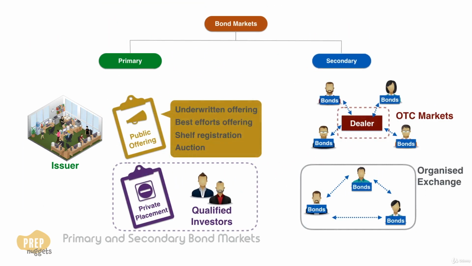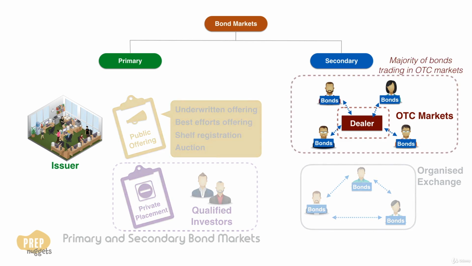Secondary markets refer to the trading of previously issued bonds. While some government bonds and corporate bonds are traded on exchanges, the great majority of bond trading in the secondary market is made in the dealer or over-the-counter market.